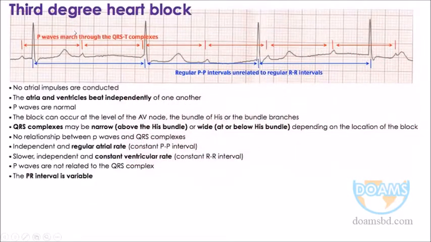Now come to the third degree heart block. Third degree, another name is complete heart block. Whenever you need, you can make a snapshot. So don't feel shy, you are permitted to take the snapshot here.